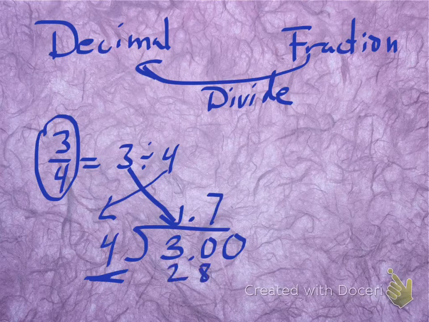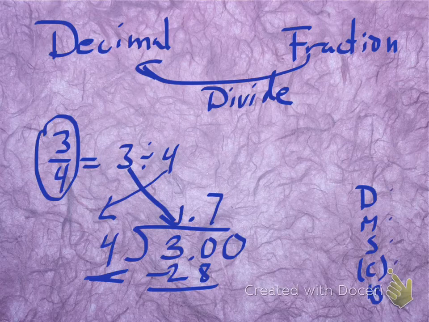28. So subtract. We're doing does McDonald's sell cheeseburgers, if you forgot. This is good practice for using that. I put parentheses around the C. It stands for divide, multiply, subtract, check, and bring down.